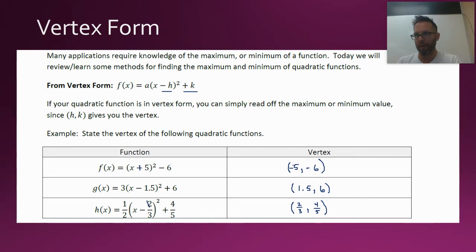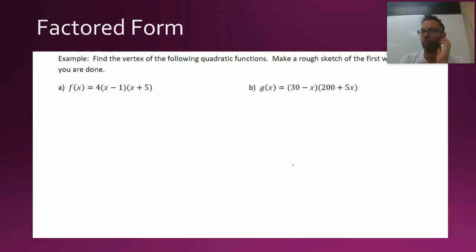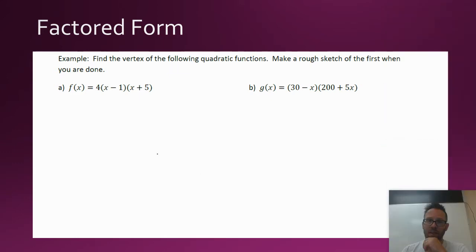So those are the easy cases, but it's never so simple, right? So the second case is if you have your quadratic function in factored form. You can find the vertex by finding the zeros and then using the axis of symmetry. So I want to show you what I mean by that. We're going to do 2 examples, and we're going to sketch the first one.